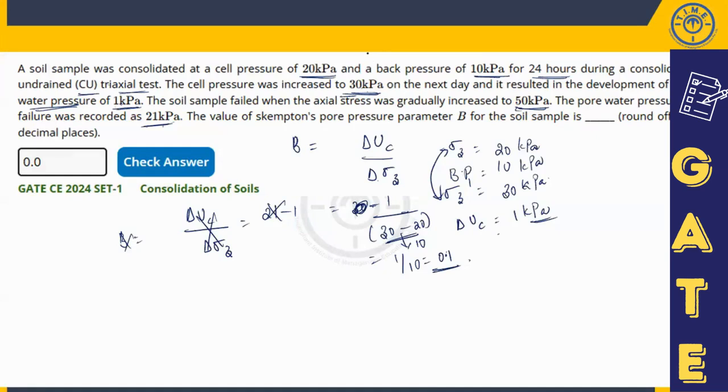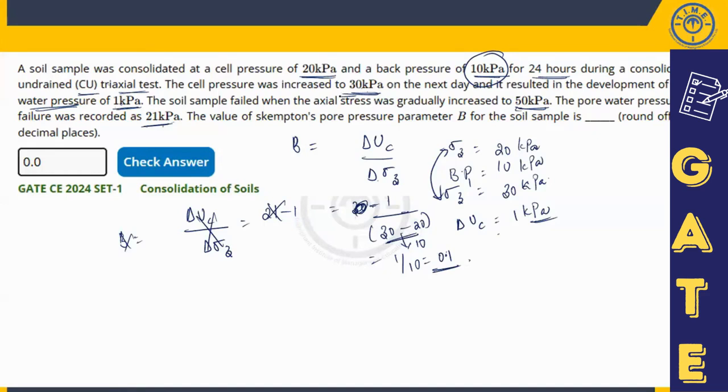Here some people will be having a doubt: why is the back pressure of 10 kilopascal not taken? Listen, my dear students, all the data given need not be used in the equation. There is no such need. Back pressure is only for saturation, not for calculation of B directly.